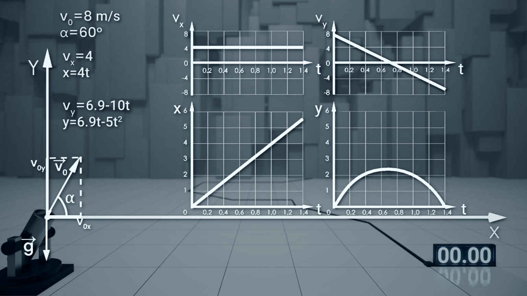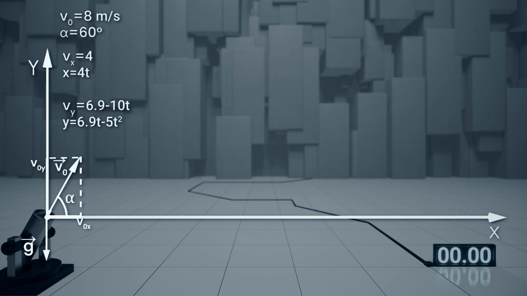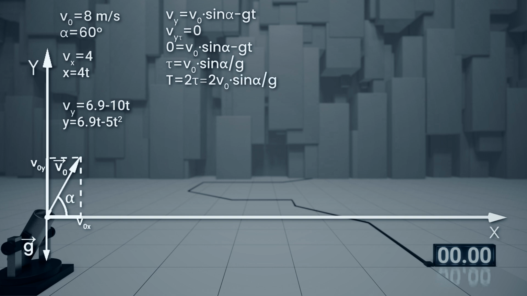Now let's calculate these values using the equations of motion. There are two ways to do this. The first method is to note that at the highest point the vertical velocity component is 0. I will denote this time as tau. We can write the equation and solve for tau. Since the parabolic trajectory is symmetric, the total flight time is twice the ascent time.